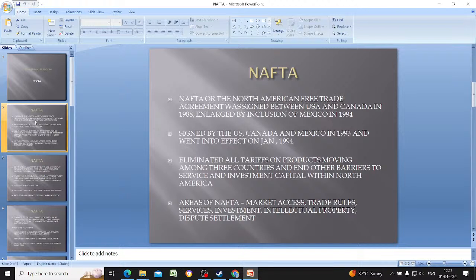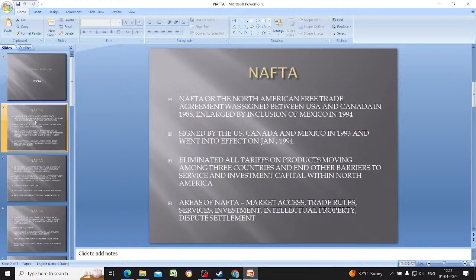Then coming to NAFTA. What is the full form of NAFTA? Yes, that is North American Free Trade Agreement. It was signed between USA and Canada in 1988 and enlarged by the inclusion of Mexico in 1994.